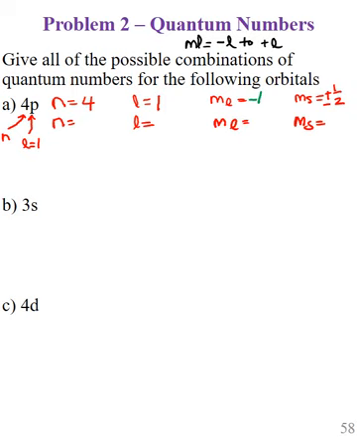What would our n have to be? 4, since we're still 4P. L would still have to be 1. But this time our M sub L could change. What is a new value it could have? It could be 0. And M sub S could be plus or minus 1/2. Could we have a third one? Sure.